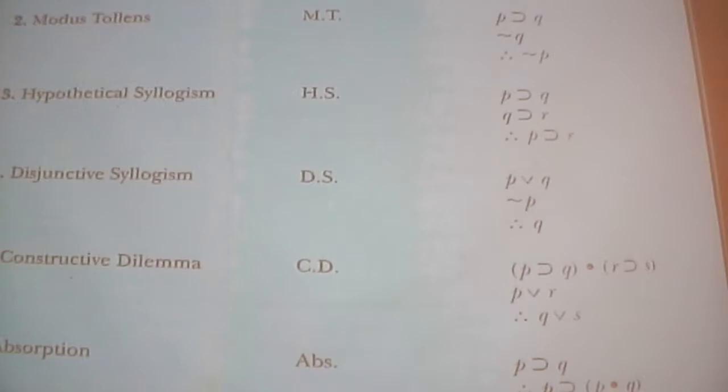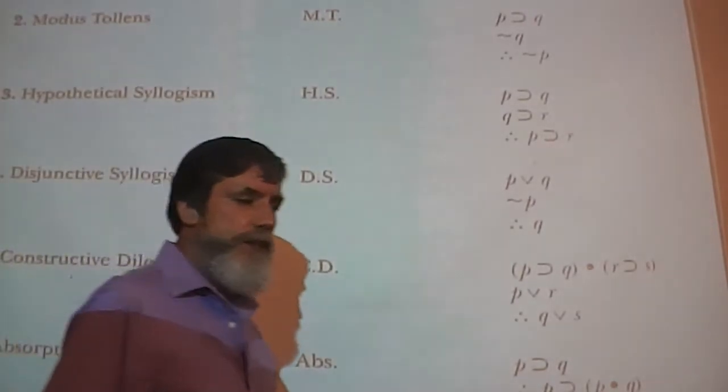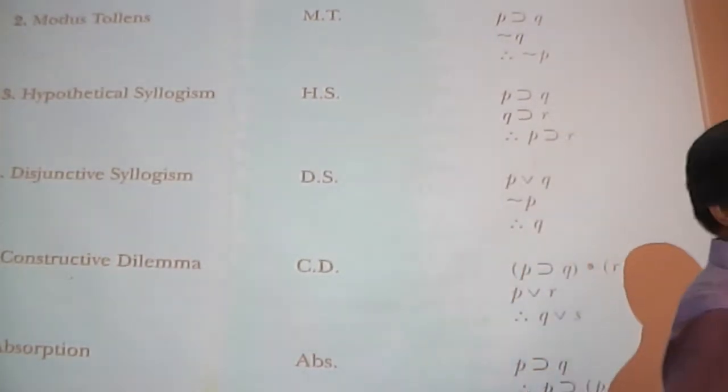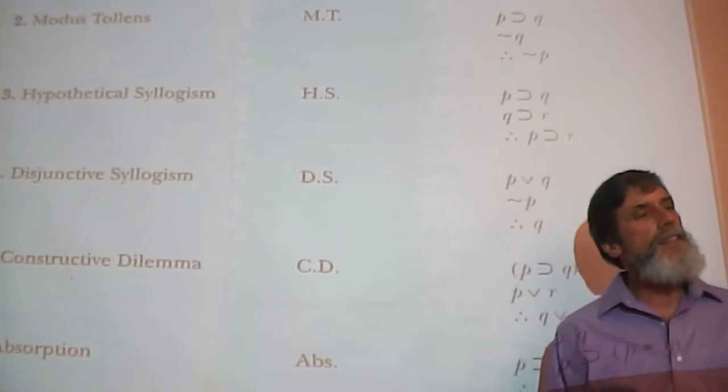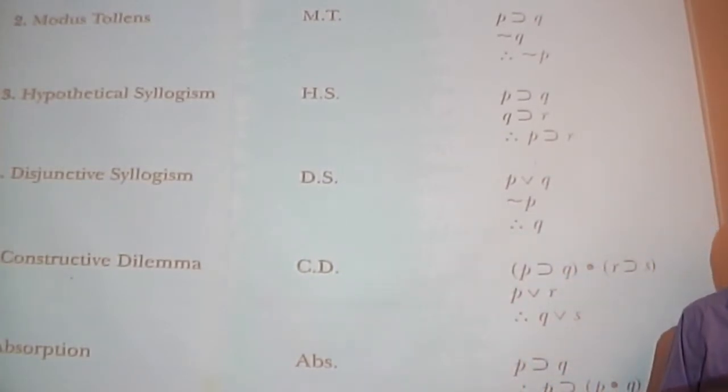Constructive dilemma. Again, two premises. The first premise is a conjunction of two conditional statements. The second premise is a disjunction of the antecedents of those conditionals, right? And the conclusion is a disjunction of the consequents of those conditional statements in the first premise. Good? Am I describing it correctly?